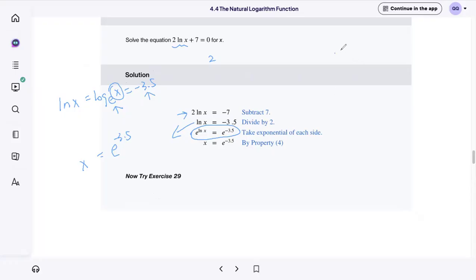Just remember what I mentioned before: 2 raised to 3 equals 8. I can write it as 3 equals log base 2 of 8. If I have e raised to 3 equals a number, let's say a, I can rewrite it as 3 equals ln of a. So e disappeared because ln represents log base e.